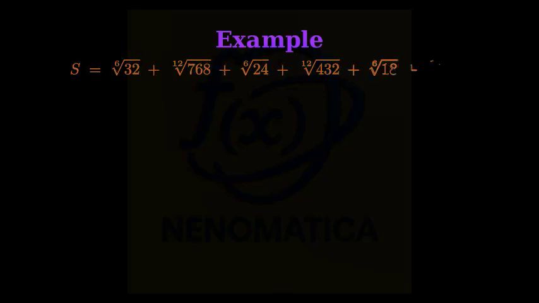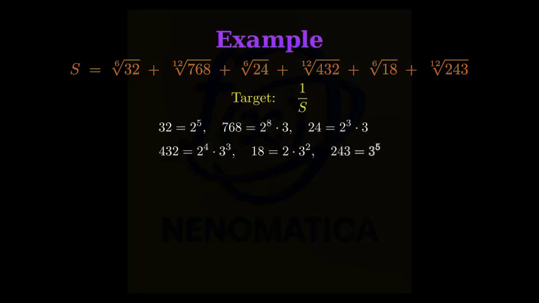Let's write the problem and name the denominator s, so the whole expression is 1 over s. Step 1. Rewrite each number with prime factors 2 and 3, so that fractional exponents become clear. 32 is 2 to the 5th. 768 is 2 to the 8th times 3. 24 is 2 cubed times 3. 432 is 2 to the 4th times 3 cubed. 18 is 2 times 3 squared. 243 is 3 to the 5th.